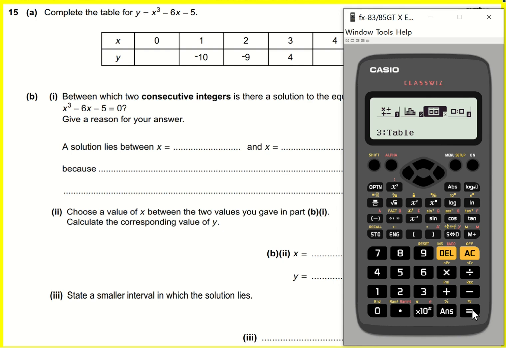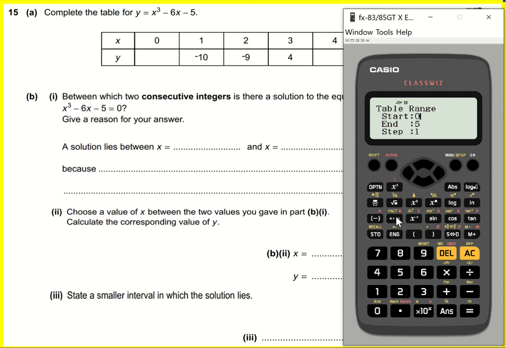I'm going to press equals, I can press 3, and now I can type in my function. So I want to use x, here it is, so I'm going to do alpha x, and that'll give me the x, and then I want to raise that to the power of 3. I'm going to press right to move along because I don't want it to be superscript anymore. Minus 6 alpha x minus 5. Okay, I'm not interested in doing another function at the same time, so I'm going to press equals.